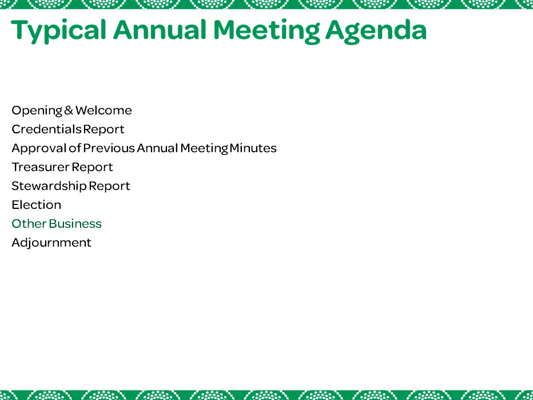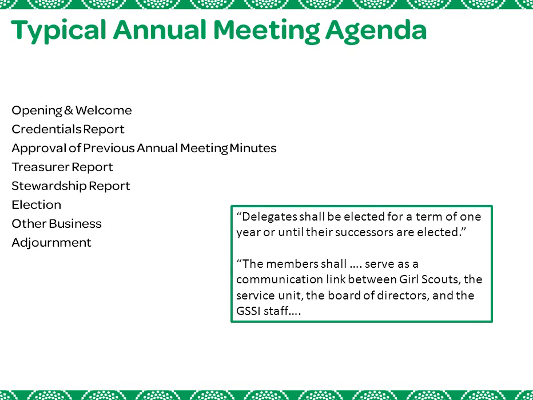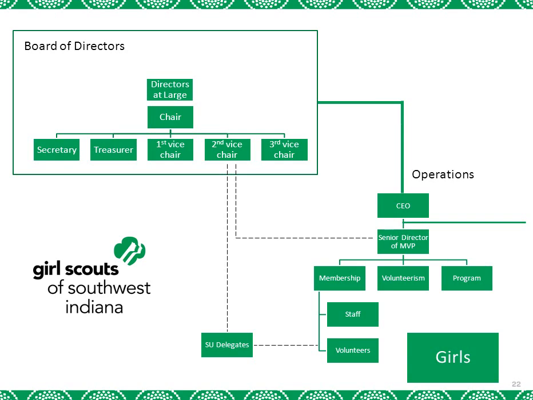In addition to the regular items present each year, there may be other corporate business that comes before the delegate body, such as amending bylaws. The meeting is then officially adjourned, and your role as a delegate to the annual meeting concludes. But remember that your responsibilities as a GSSI delegate continue until the service unit elects new delegates.